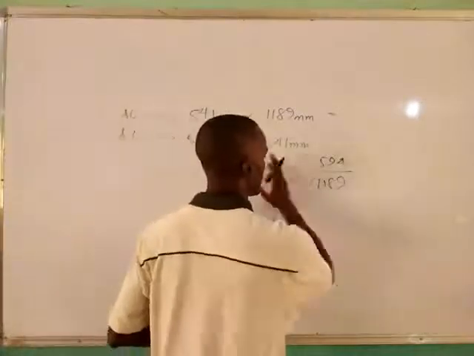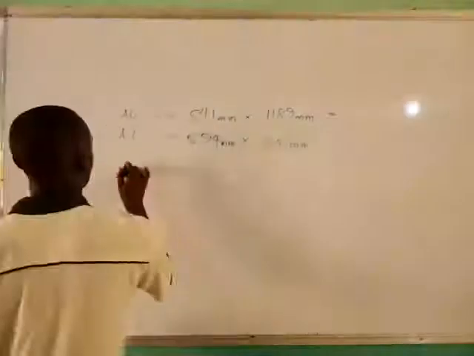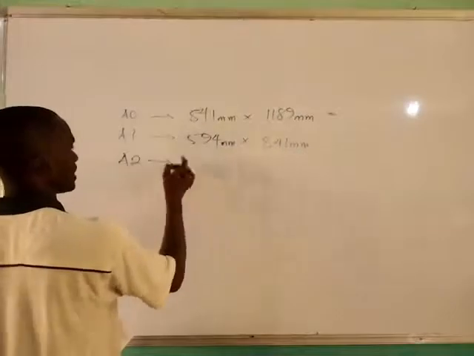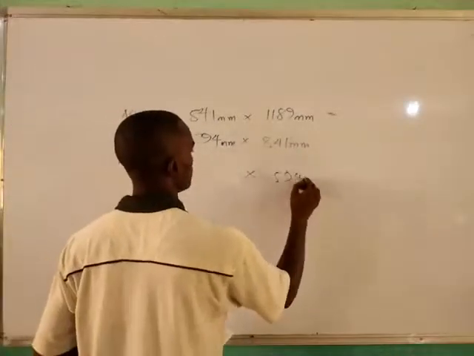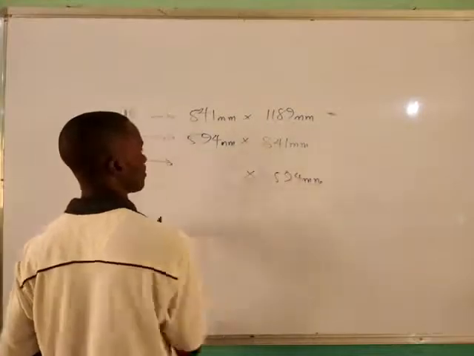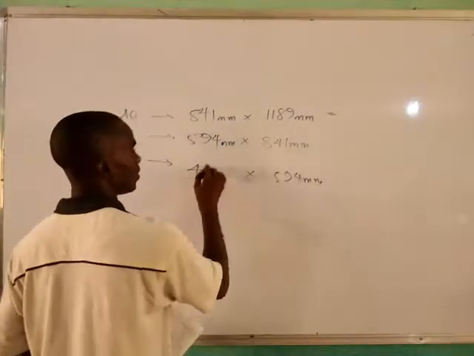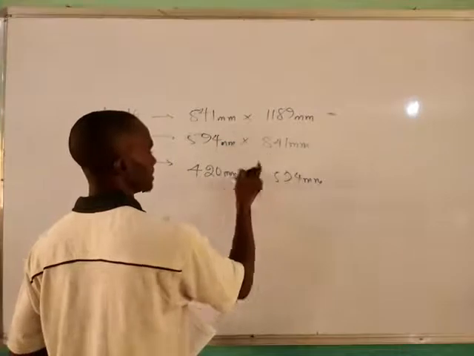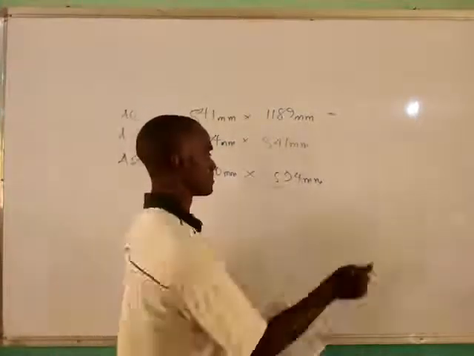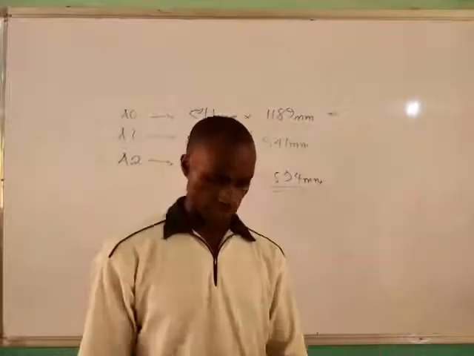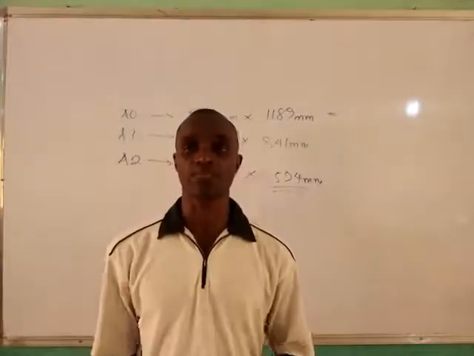Now, when you want to find A2, which is where the question falls, we move 594 millimeters to this place. Divide this one by 2. We are going to have 420 millimeters. We are going to divide it by 2. Now, our question, this is where we stop. This is the answer. Therefore, the correct answer here is B.